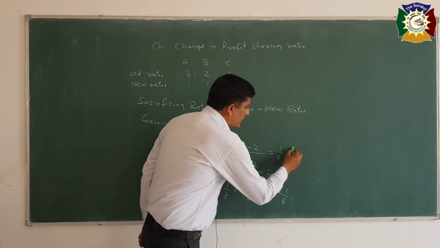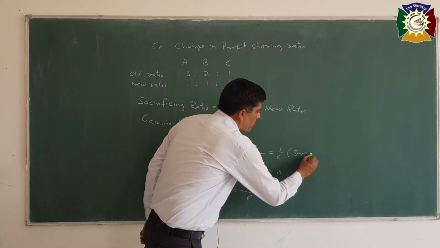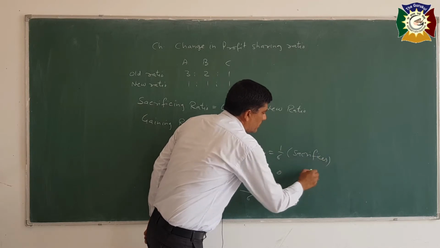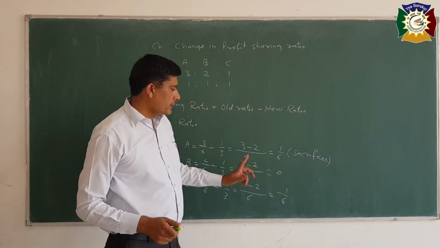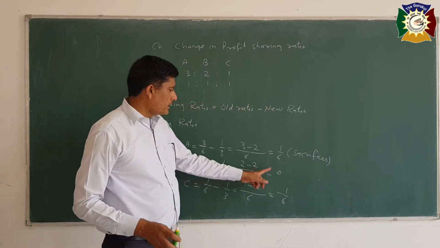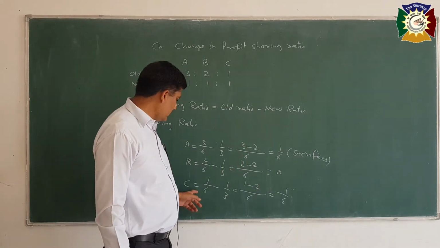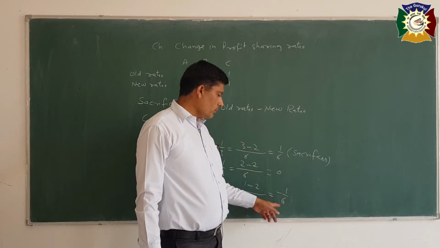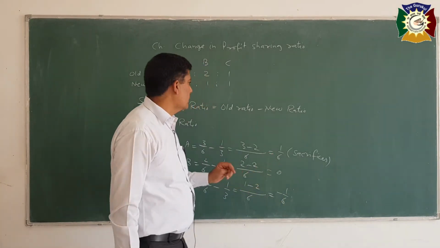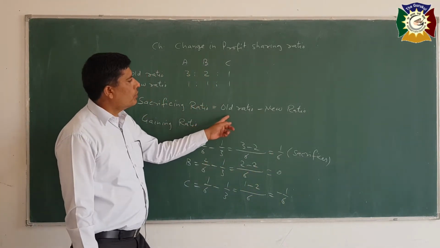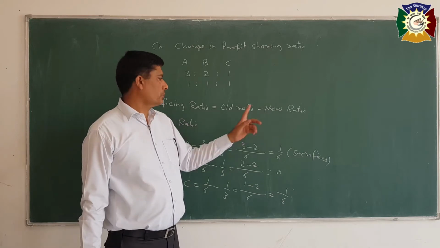So here A sacrifices by 1 by 6, B has no loss, no gain, and C is gaining by 1 by 6 share. So this is the sacrificing ratio, old ratio minus new ratio.